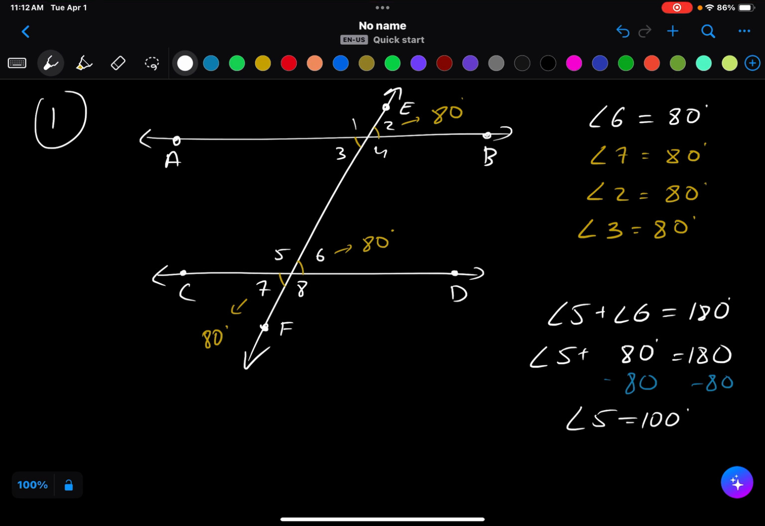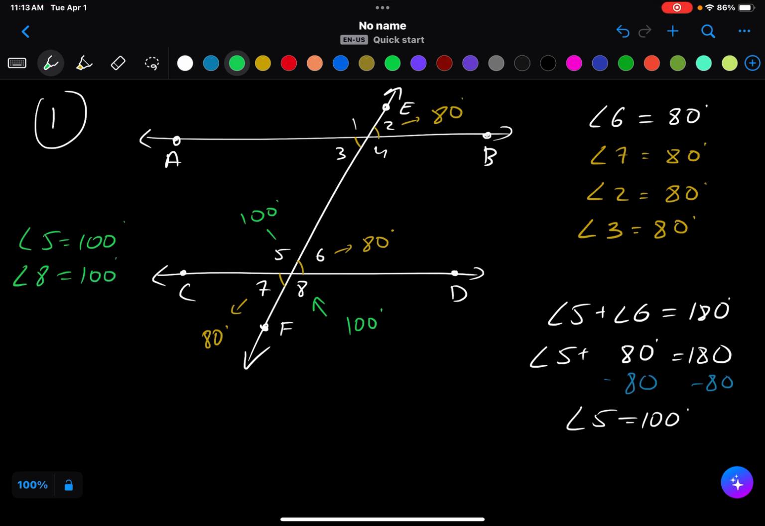Now that you know angle 5, right over here, is 100 degrees, I'm going to use the vertical angle theorem to find out that the angle that is vertically aligned, which is angle 8, is also 100 degrees, right? Because angles on opposite sides are the same. So angle 5 is 100. Angle 8 is 100.